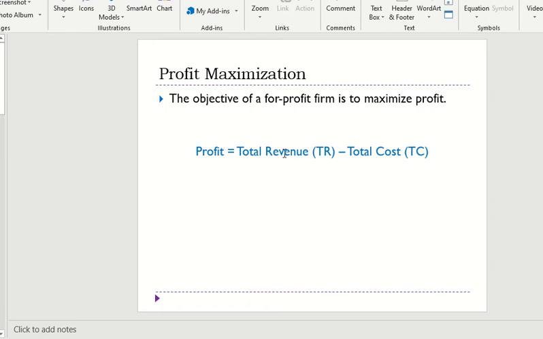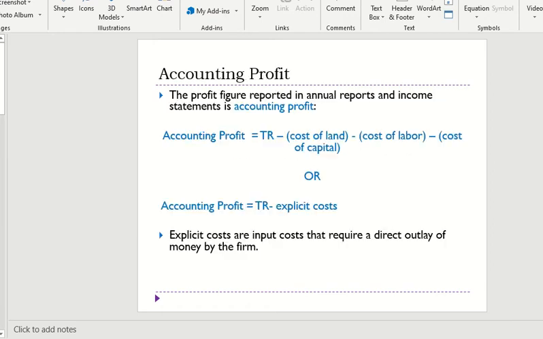Profit is equal to total revenue minus total cost. In our daily conversation, when we mention profit, 9 out of 10 times we mean accounting profit. Accounting profit is pretty straightforward. For those of you who have taken accounting courses, you know profits very well. Accounting profit is simply total revenue minus explicit costs.